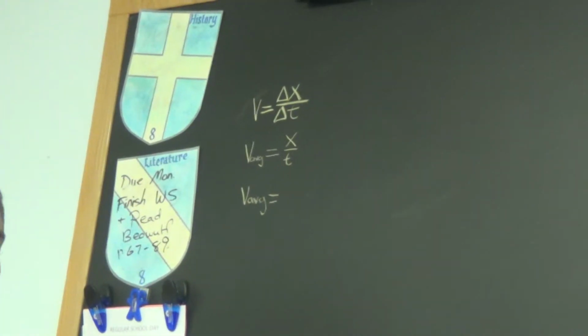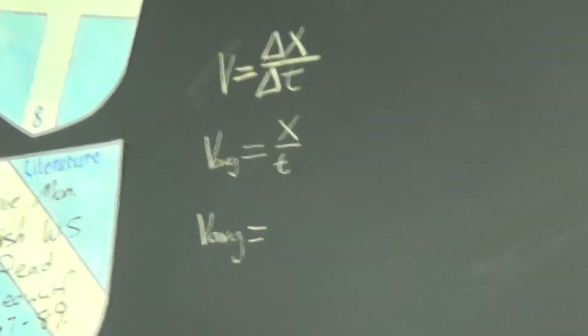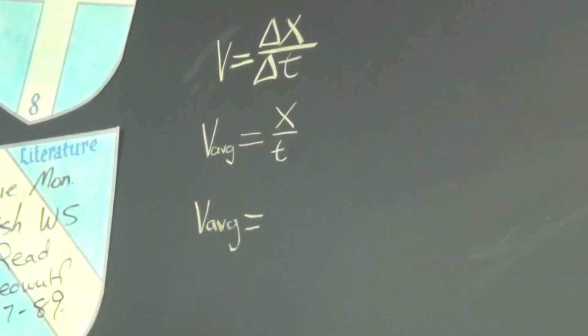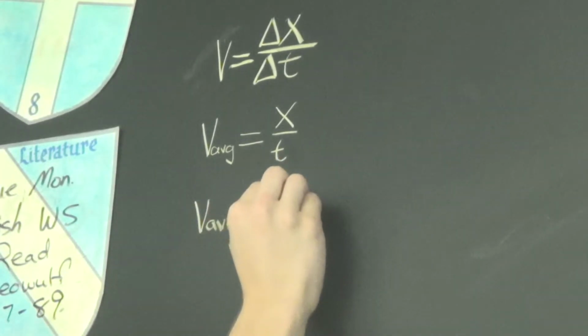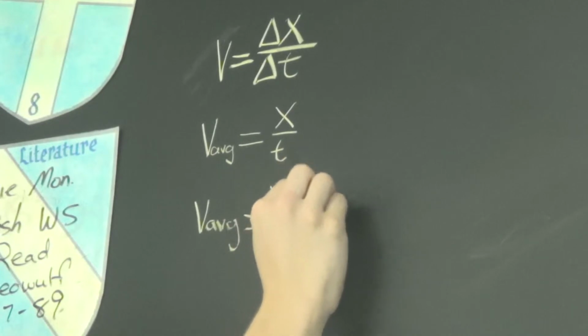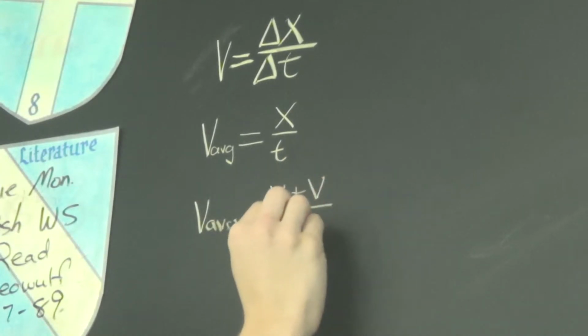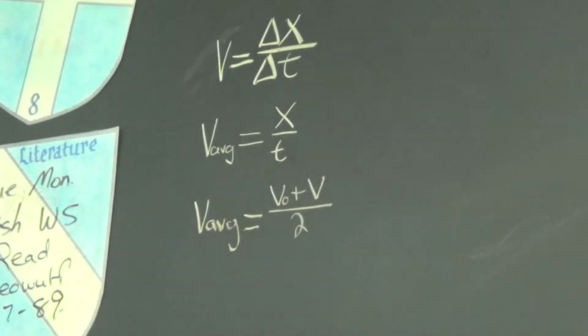Velocity average equals, see if this makes sense, if we have 2 velocities, a beginning and an ending, another way to average them is to add them up and divide by 2. So if you would call it V sub O plus V over 2. Now keep up with him, you're writing this down as you go, as he goes. He's on the 3rd step, you can catch up.